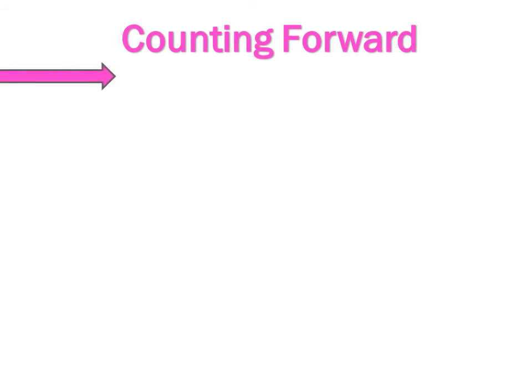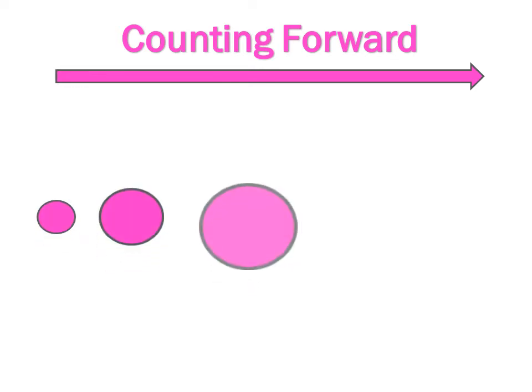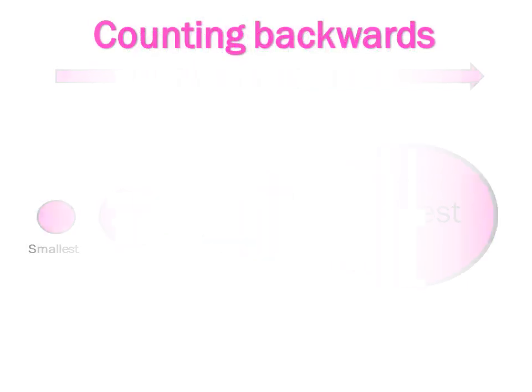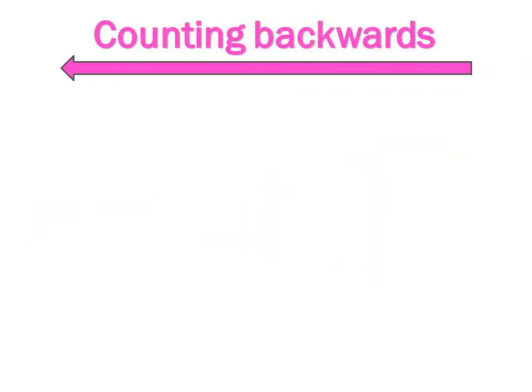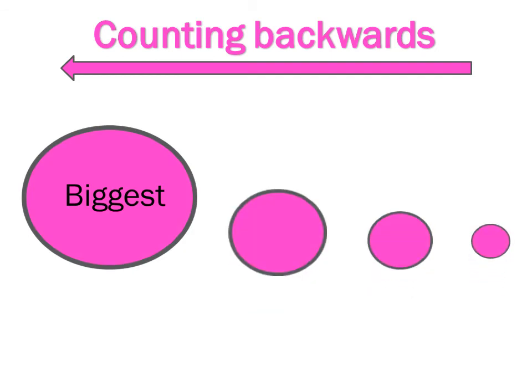Now let's count forward. Remember, counting forward goes from smallest to biggest. Look at my circles, from the smallest to the biggest circle. Counting backwards. Remember, that is going from the biggest to the smallest. Look at my circles. They are going from the biggest circle to the smallest circles.